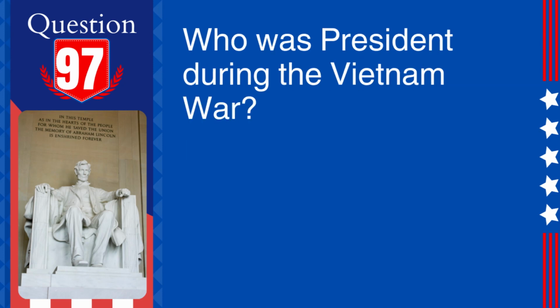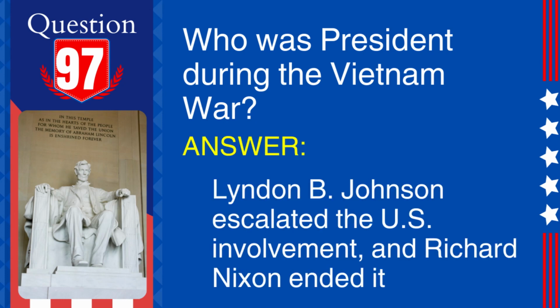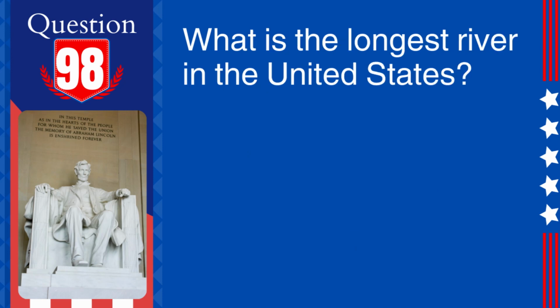97. Question. Who was president during the Vietnam War? Answer. Lyndon B. Johnson escalated the U.S. involvement, and Richard Nixon ended it. Explanation. Lyndon B. Johnson significantly increased U.S. military involvement in Vietnam, and Richard Nixon was president when the U.S. involvement ended. 98. Question. What is the longest river in the United States?